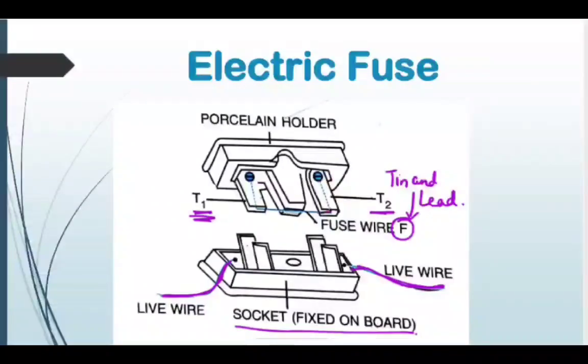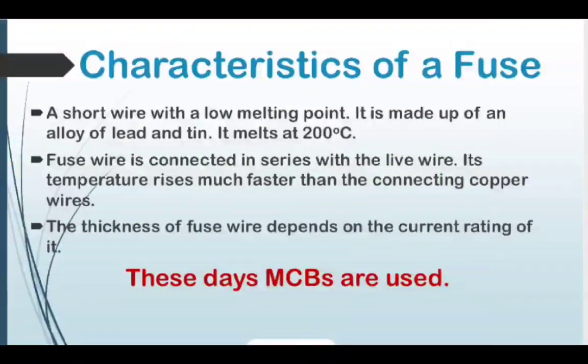All right, children. So, what are the characteristics of a fuse wire? A short wire with a low melting point that can be easily melted. The normal copper wire is not being attached to it. The copper wire melting point is around 1080 degrees Celsius. So you cannot have a wire with that high a melting point. You need a wire which has a low melting point.